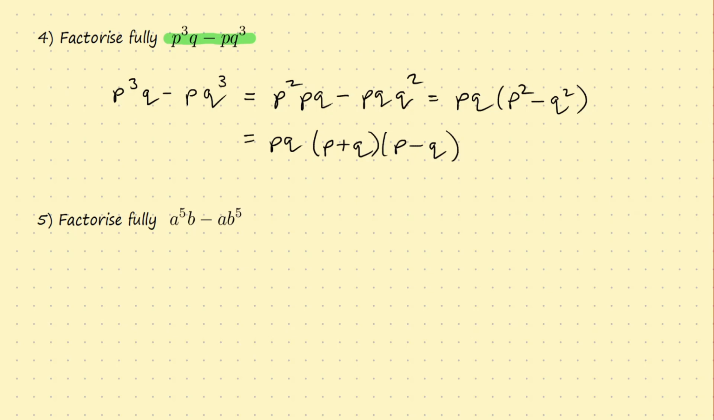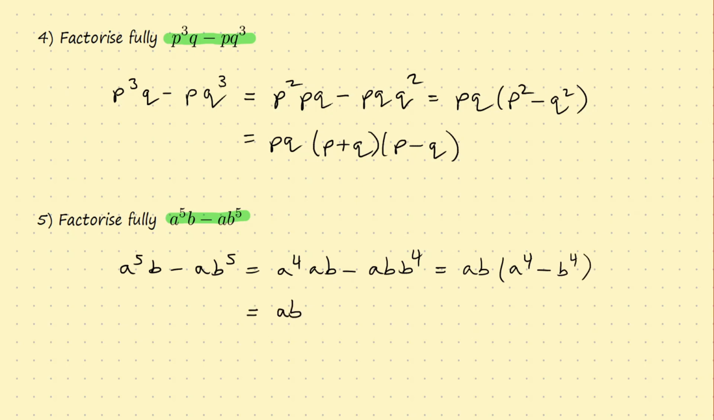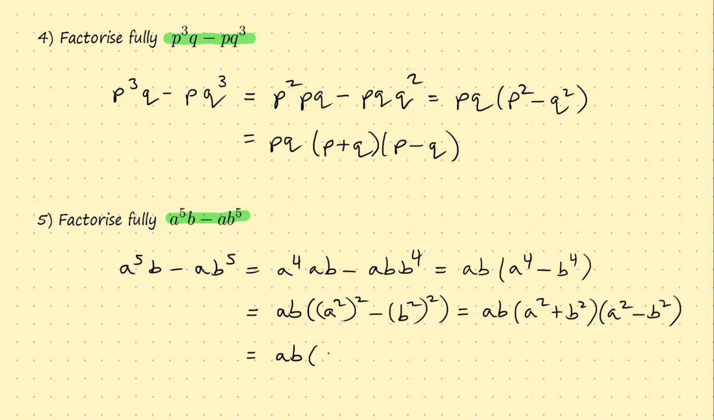Problem 5. Factorize fully a to the 5 b minus a b to the 5. a to the 5 b minus a b to the 5 equals a to the 4 times ab minus ab times b to the 4, which equals ab times (a to the 4 minus b to the 4), which equals ab times ((a squared) squared minus (b squared) squared), which equals ab times (a squared plus b squared) times (a squared minus b squared), which equals ab times (a squared plus b squared) times (a plus b) times (a minus b).